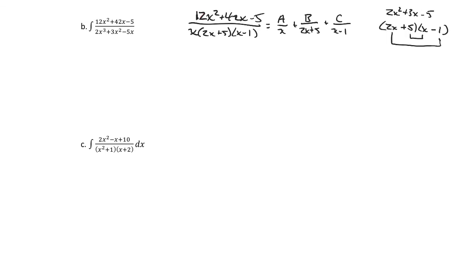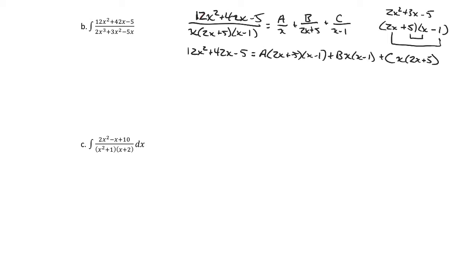It gets a little bit messy here, but we end up with 12x squared plus 42x minus 5 equals, now let's think about what happens when you multiply by that denominator. A is divided by x, so the factor of x will cancel, but the other 2 factors remain: A times 2x plus 5 times x minus 1. And then B, when we multiply the second term by that denominator, the 2x plus 5 cancels, and we'll be left with an x and an x minus 1. And then for C over x minus 1, the factors of x minus 1 will reduce, and we end up with x times 2x plus 5.